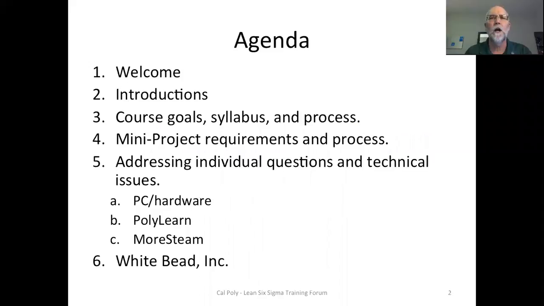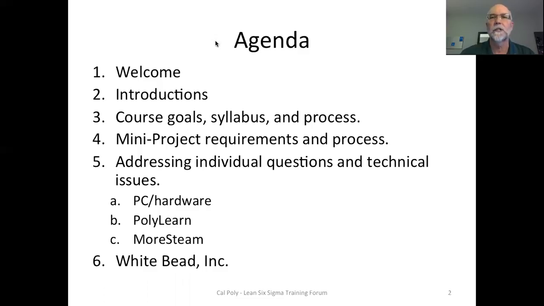So this is what the agenda is going to look like. I'm going to do a little welcome. We're going to do some introductions, also get a little bit familiar with some of the course controls here so that we can do that as we go through the summer. We'll talk about course goals, the syllabus, and the process we're going to use to manage this class. I'll talk about the mini project requirements and process we'll use for that. And then at the end, we'll wrap up with answering individual questions and technical issues, maybe PC and hardware questions. We're not going to be using PolyLearn, and we'll talk about more STEAM.